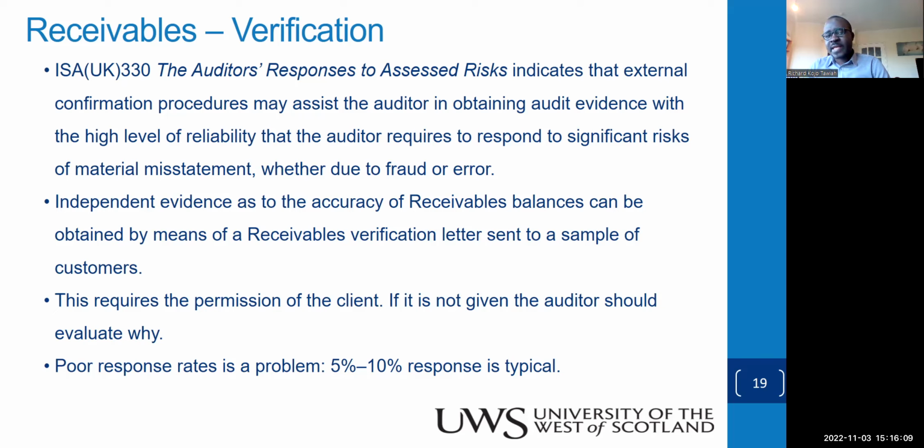Okay. Now here, ISA 330 tells us that confirmation procedures will help us as auditors to obtain audit evidence with a high level of reliability, because we are getting the information from a third party, an independent party who is not related to us. Okay, so information gathered independently by the auditor from third-party sources actually is more reliable than what the management tells us. So it helps us to assess significant risk related to risk of material misstatements, whether due to fraud or error.